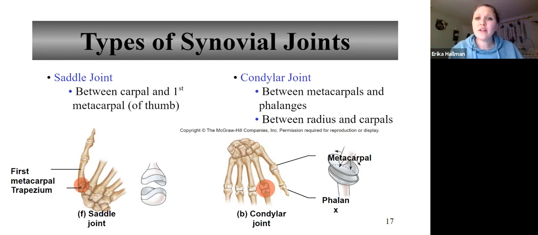Then we have a condylar joint, and this is going to be between the metacarpals and the phalanges. You can see that this is when you have two rounded structures fitting together. Again, you can see that in the fingers more.